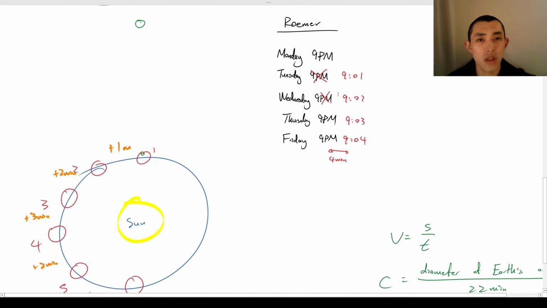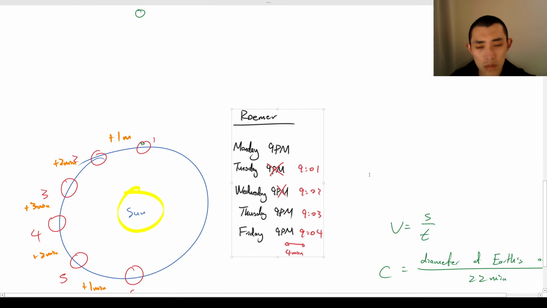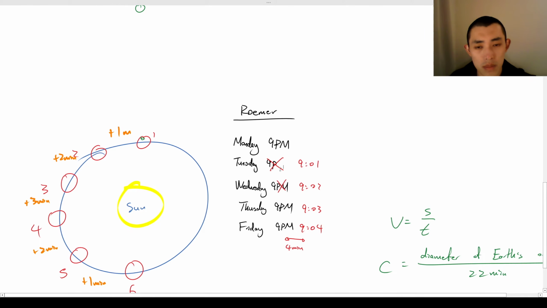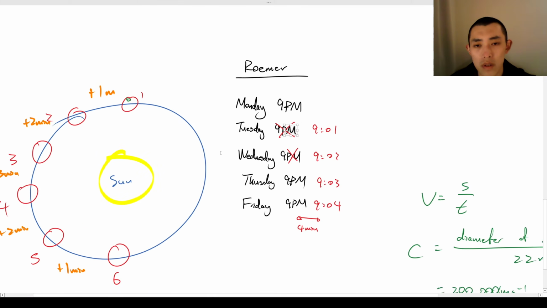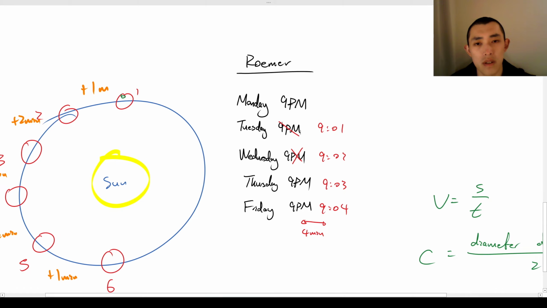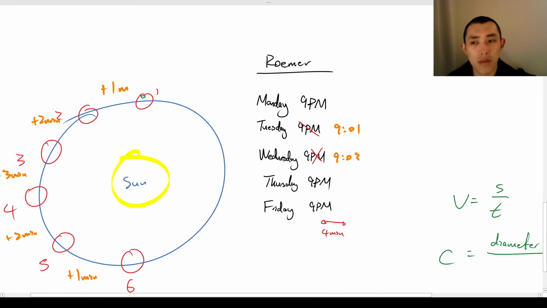So what does that actually look like on our timetable? It's going to look a little something like this. So 9:01, that's right. Then we're going to add 2 minutes. It's going to be 9:03. Then we're going to add 3 minutes. 9:06, then 2 minutes. 9:08, then 9:09 on the Saturday.